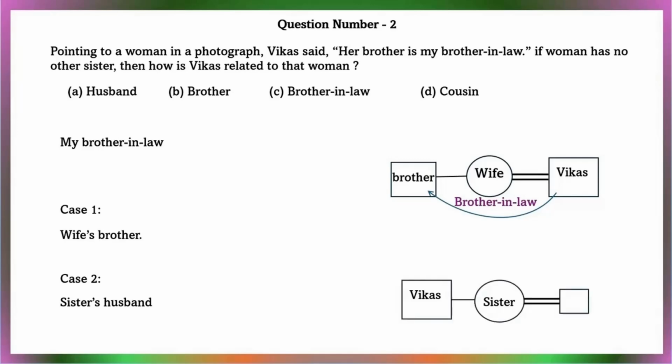If the brother-in-law is Vikas's sister's husband, then the woman's brother would either be Vikas himself or his brother. Therefore, Vikas cannot be his own brother-in-law. This is not possible. Therefore, case 1 must be correct. The woman is Vikas's wife and hence Vikas is the husband of that woman.